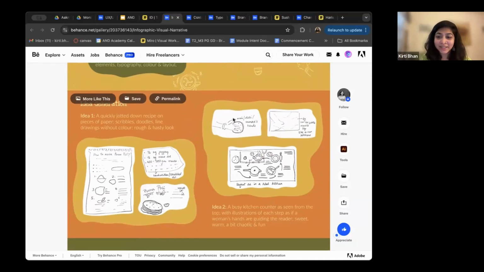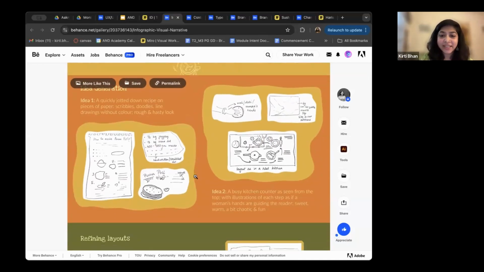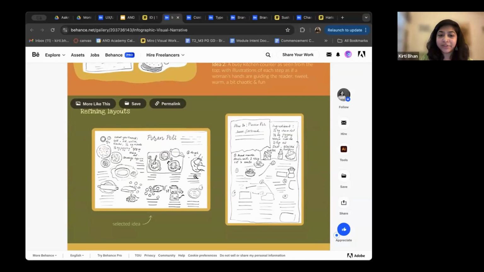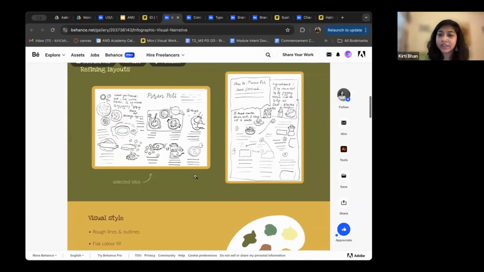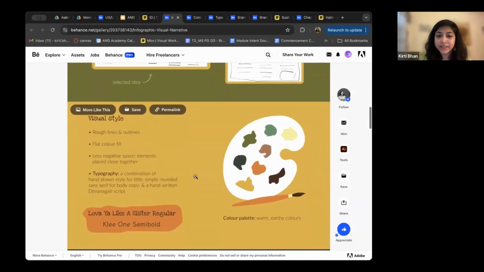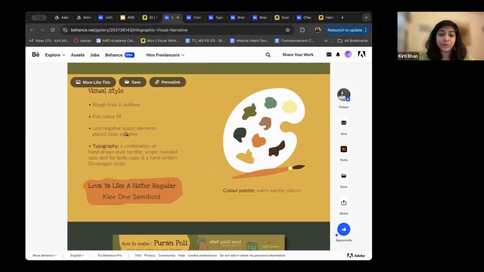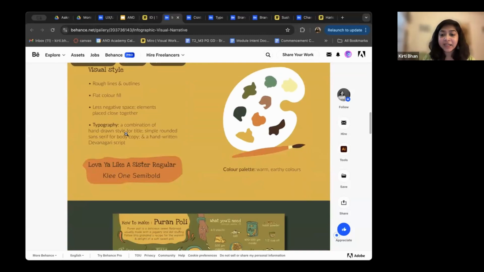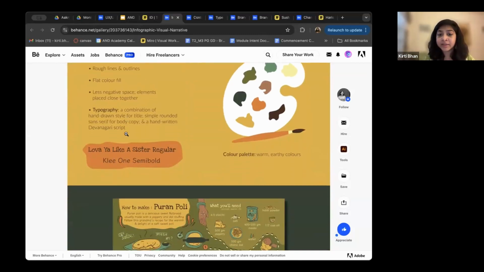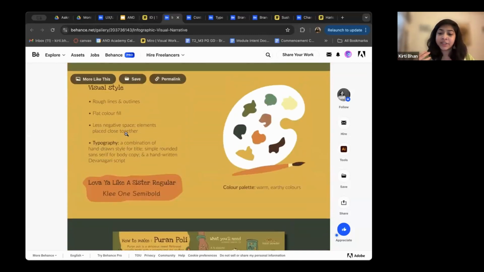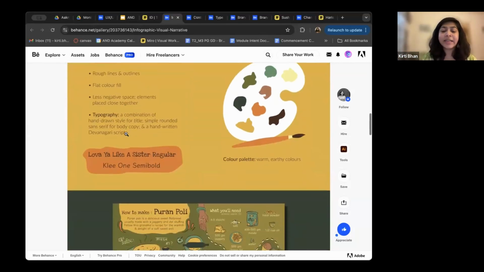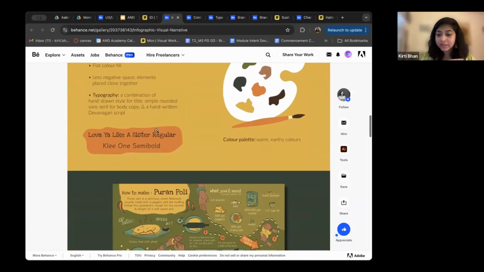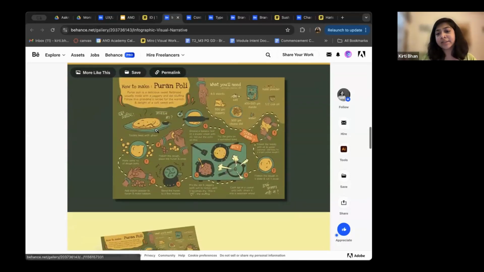So this is the idea generation where some freehand sketches are done, then some refined layouts, horizontal, vertical, both. Choosing this one, the visual style she's choosing is rough lines, outlines, flat color fills, less negative space, elements placed together. This is what she chose, not something she came up with afterwards, but she decided to do that. Typography, she's also mentioning what kind of color and hand-drawn style she wants to use, and this is the final outcome.